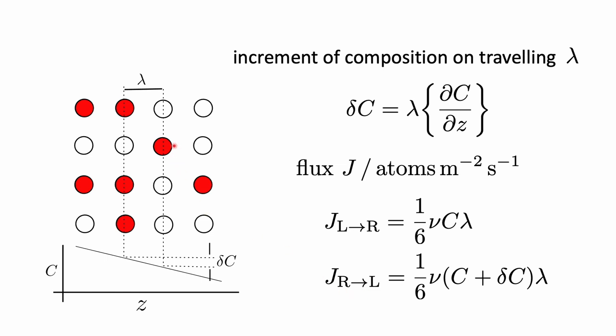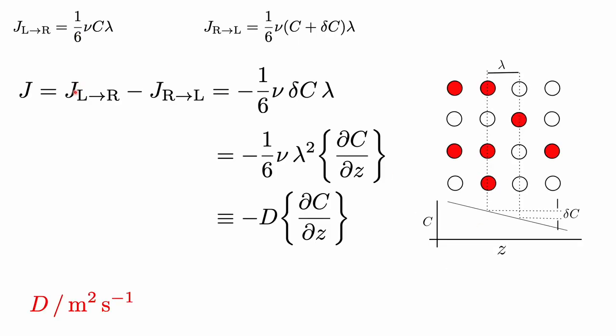But you will also have jumps going from the right-hand side to the left-hand side. And because on this plane the concentration is different from this, we just add this term delta C, which is lambda, into the magnitude of the gradient. Therefore, the net flux is equal to the difference between the flux from left to right and right to left, and that is simply minus 1/6 nu delta C into lambda. And we can replace delta C by lambda into the concentration gradient, so we arrive at this equation here, where it's minus 1/6 nu into lambda squared into dC by dZ.